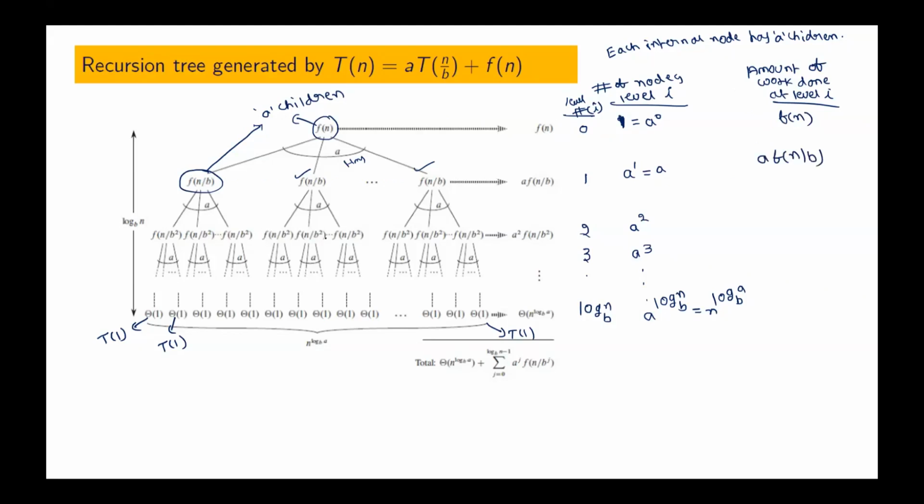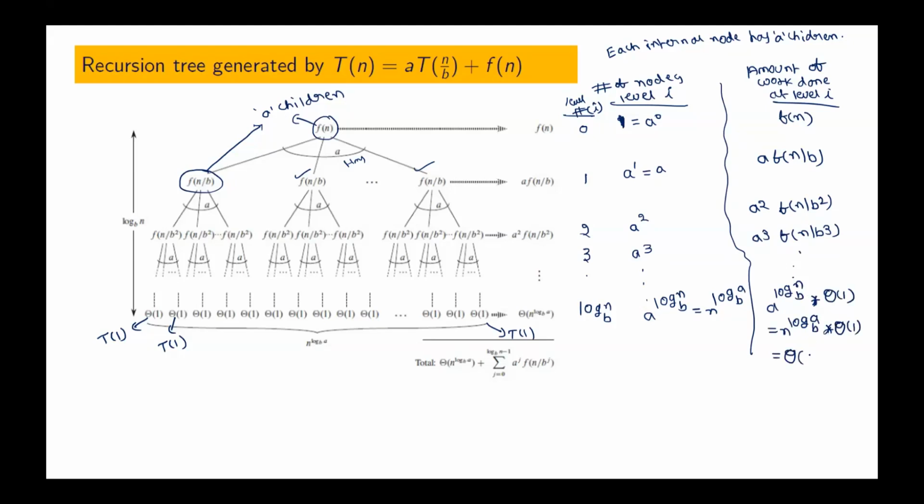How much work is done at level 2? A square into f of n by b square, as there are a square nodes, each doing f of n by b square. Next, level 3: a cube into f of n by b cube. And the last level, log n base b: a power log n base b nodes, each doing theta of 1 work. This is the same as n power log a base b into theta of 1, so the order of growth is n power log a base b only.